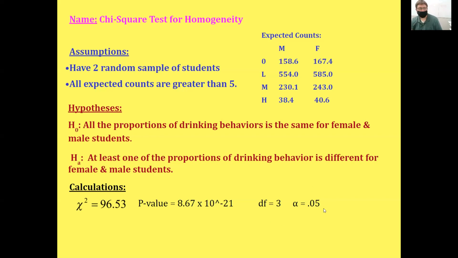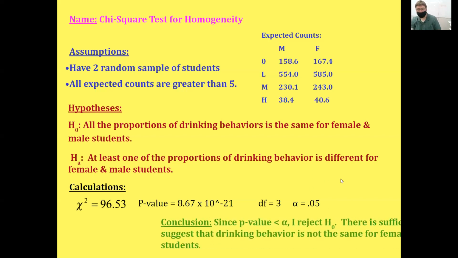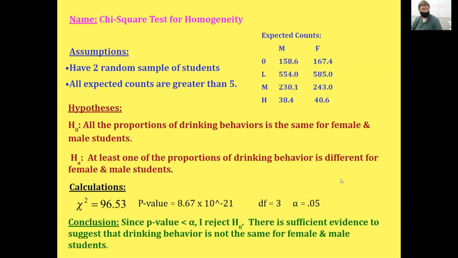All right, and then my alpha, unless otherwise stated, is 0.05. So hopefully you guys identify that that p-value was indeed less than alpha. Therefore, we're rejecting this hypothesis. We found sufficient evidence to suggest that drinking behavior is not the same for female and male students. Something we already know, but there you go. Now, we don't know the reason why. We didn't run an experiment to see which one's really more. We just know there is a difference.